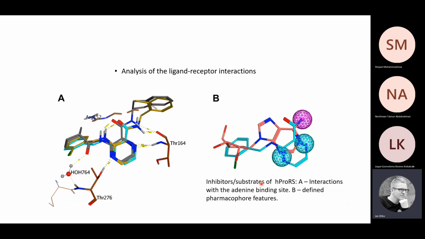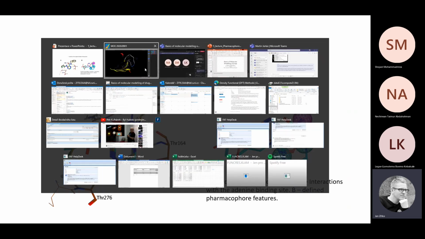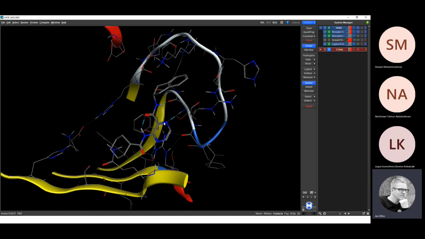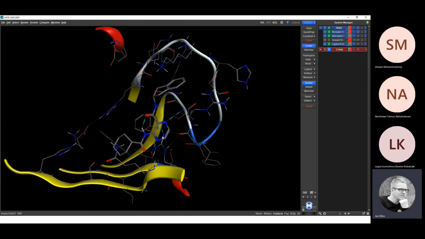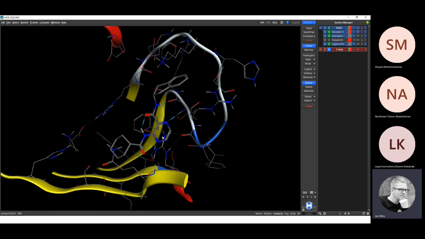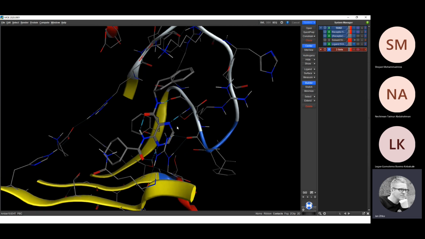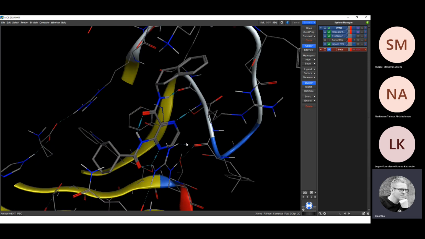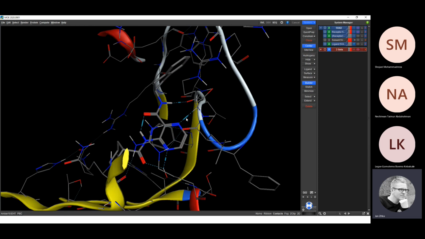So here I have a slide to demonstrate how we work with the observed interactions while building the pharmacophore model, but probably I would rather switch to the MOE window and I will show you online. So here we are looking at the human prolyl tRNA synthetase enzyme. The name is not important. We just have an enzyme with its inhibitor. So there is a small compound bound inside, and we can observe the interactions.